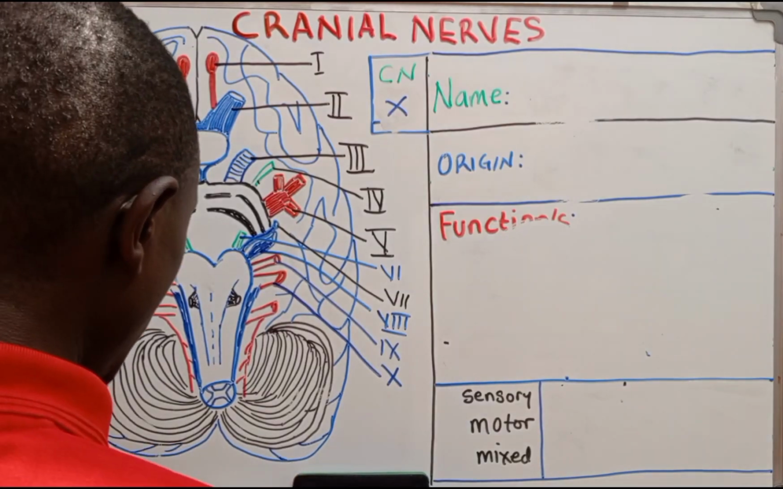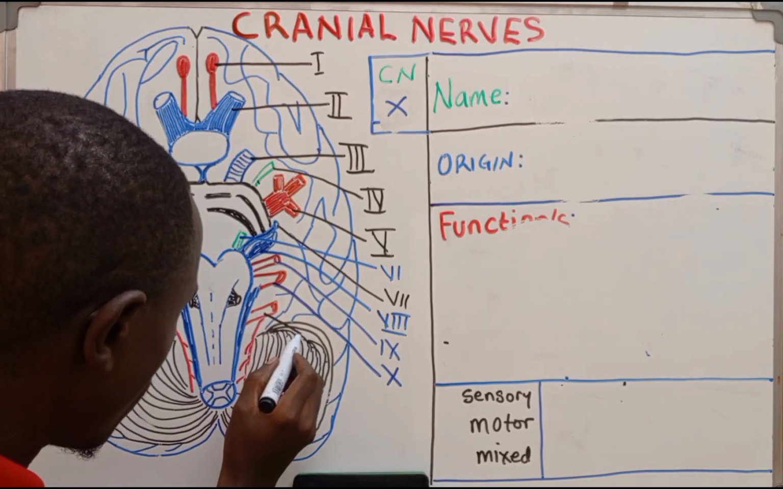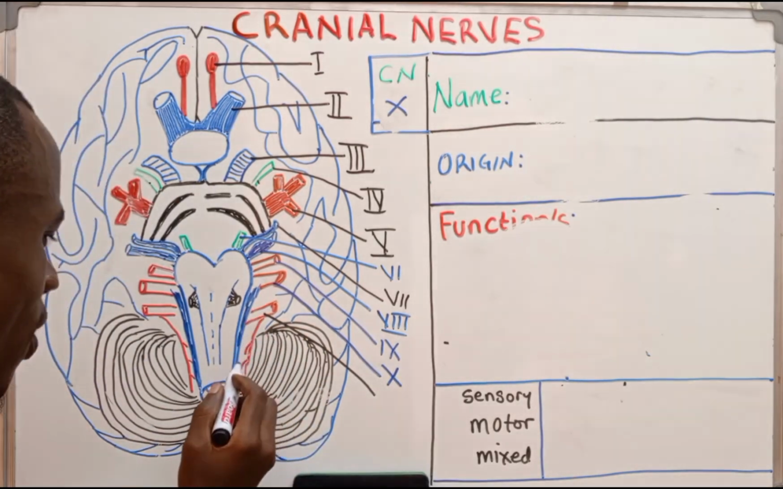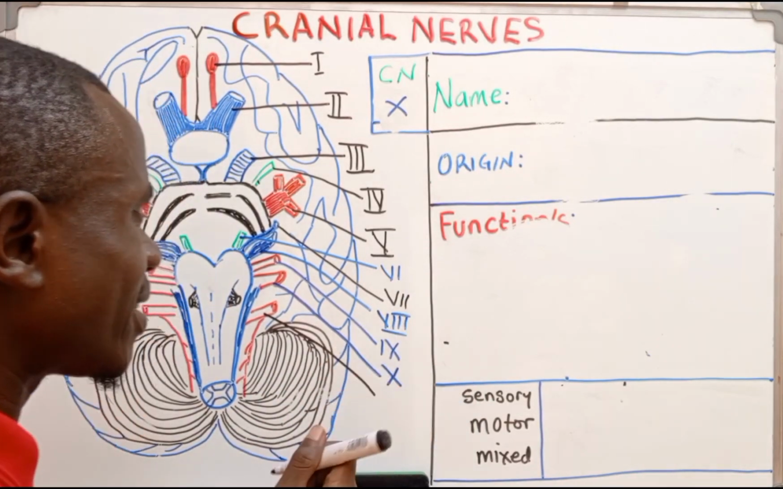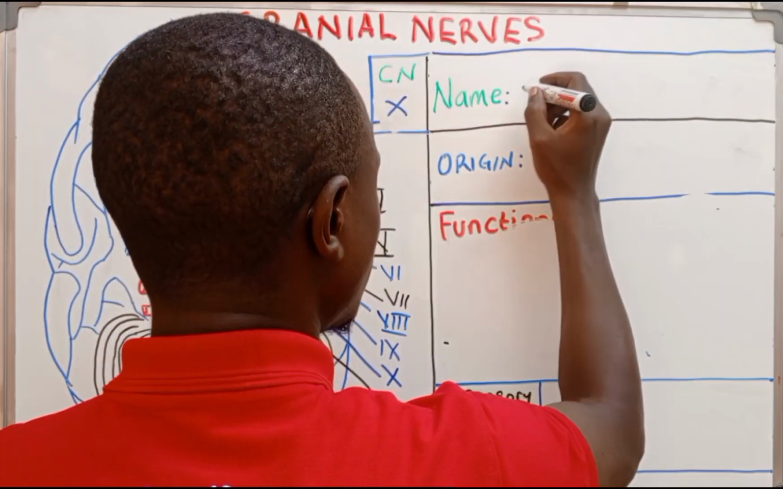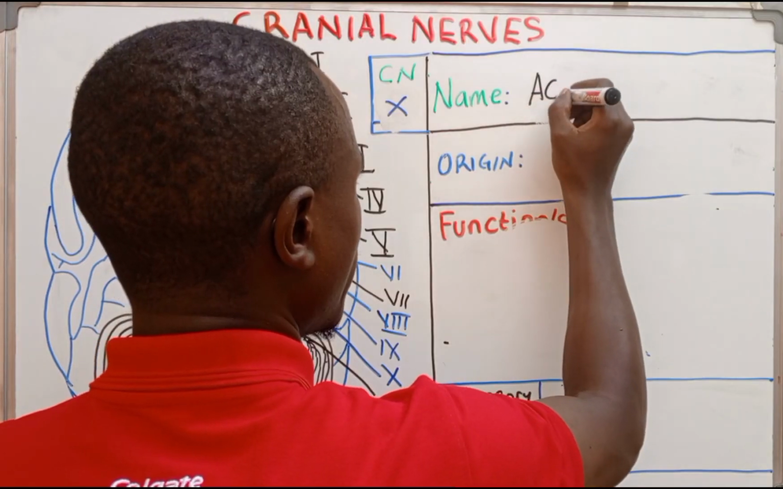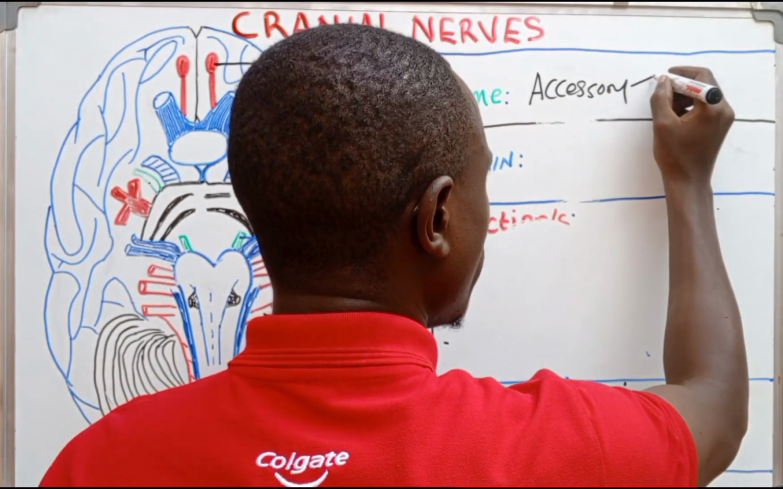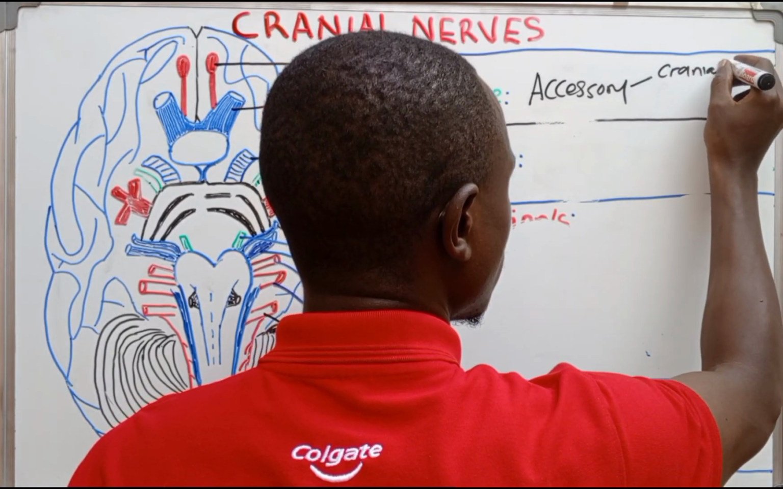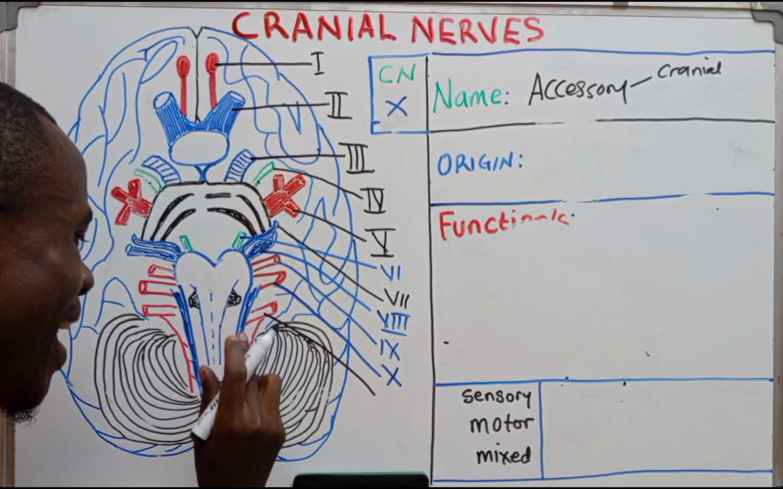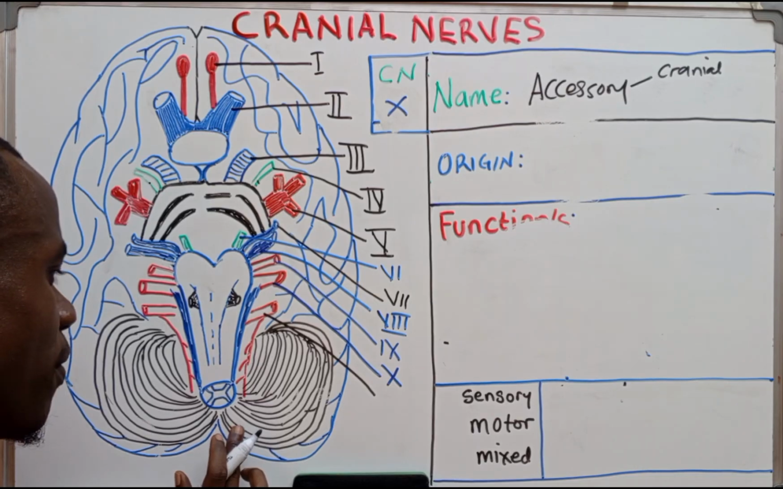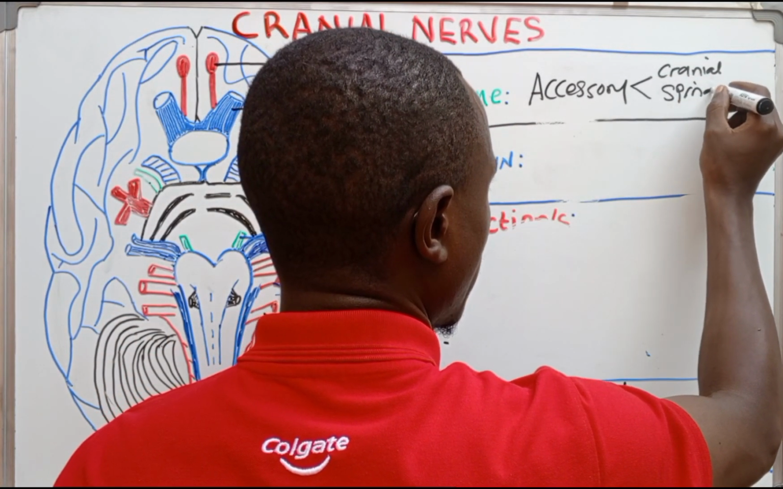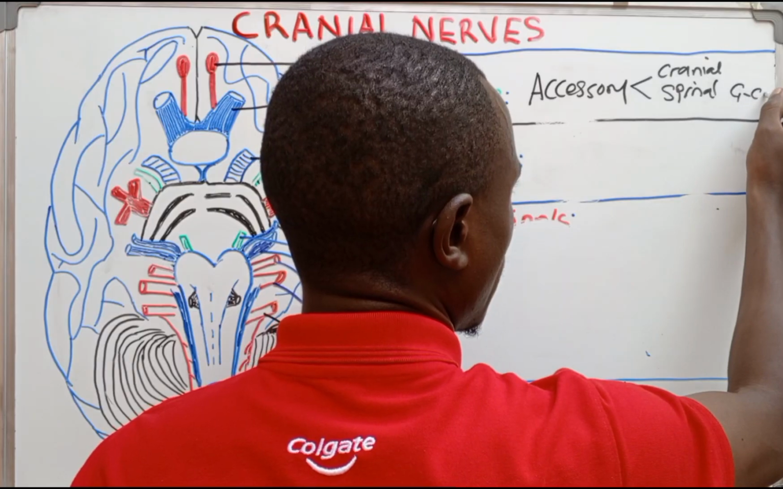You see this cranial nerve here is going to be coming here. And this cranial nerve is also very unique in that it is going to be having a cranial part. This cranial nerve is what we call the accessory nerve. But it is going to be having a cranial part, and then also a spinal part, preferably from C1 up to C5.